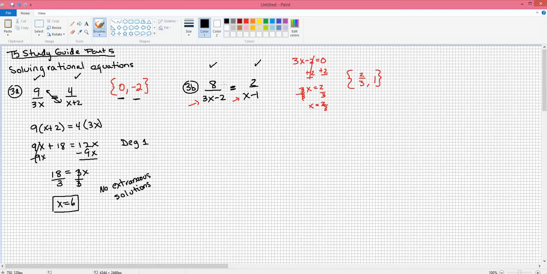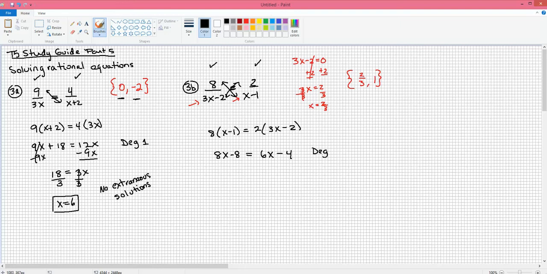Solving the problem, we know we can cross multiply because we've already checked that we have one term on each side. You have 8 times x minus 1 equals 2 times 3x minus 2. And notice how I wrapped those in parentheses. I'm going to distribute the 8, I'm going to distribute the 2. So we have 8x minus 8 equals 6x minus 4.